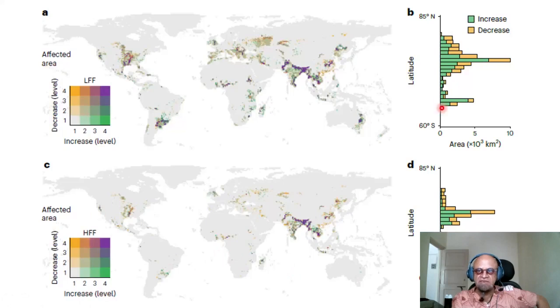And this is for HFF. So this is LFF and HFF. You can see that the distributions in terms of changing areas, increase, decrease, are also different latitudinally for HFF. So both HFF and LFF have higher signal at these latitude bands. Unfortunately they don't put any tick marks in the middle, which makes it hard to interpret. At least they could have indicated where the equator is, because this is not symmetric. This is 60 south to 85 north.